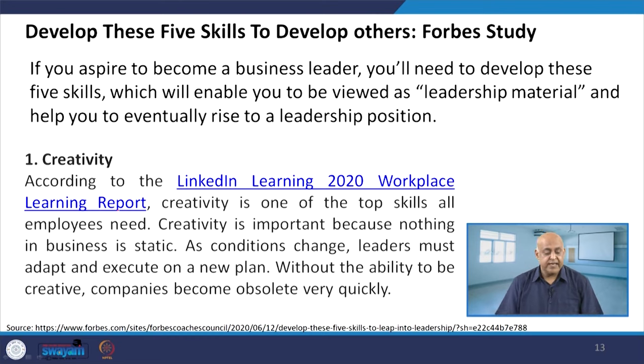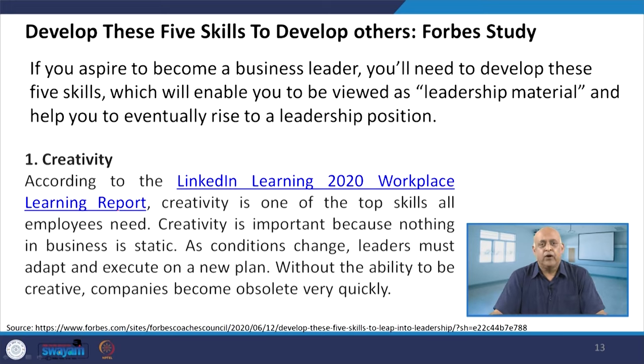So, it is the business leader you need to motivate, which enables you to be viewed as leadership material and helps you eventually rise to a leadership position, right. And we have talked about all the theories. I am sure you will not have the question whether it is hereditary, or contingency theory, or situational theory. So, we have talked about how we develop leaders, right.